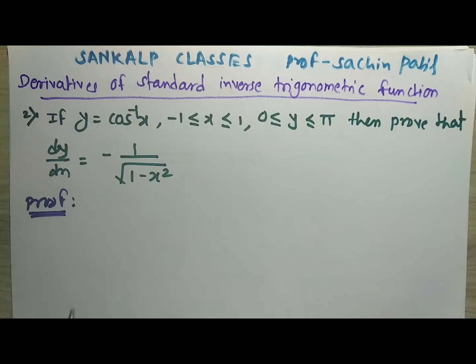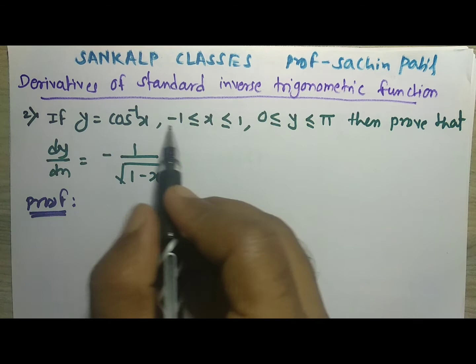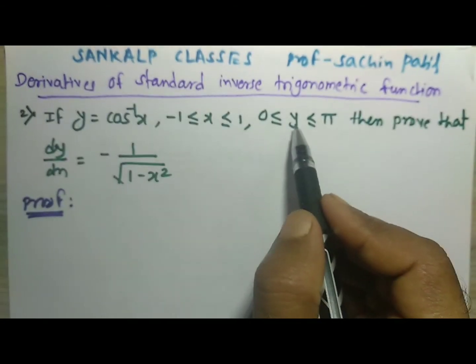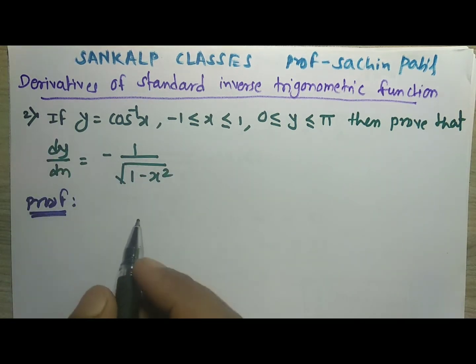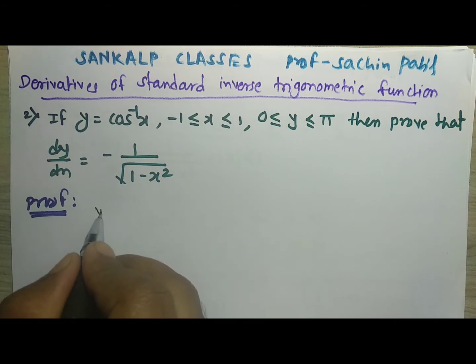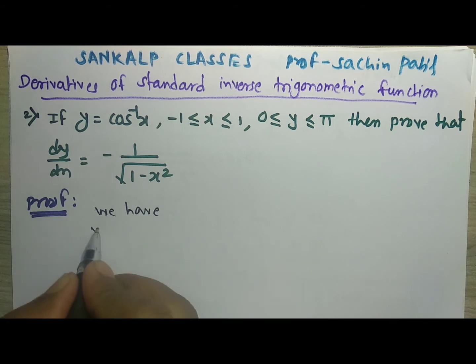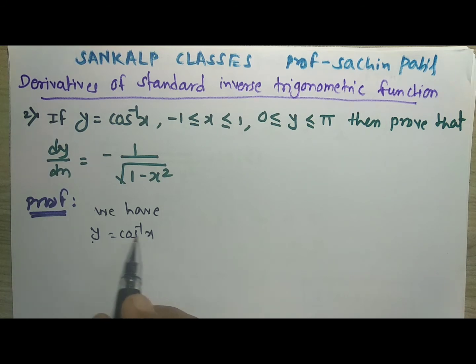Now we are moving to the next derivative of a standard inverse trigonometric function, where the standard function is y is equal to cos inverse x. X is between minus 1 to 1 and y is between 0 to pi. Then we have to prove that dy by dx is equal to minus 1 divided by square root of 1 minus x square. Right now we have to prove it. We have y is equal to cos inverse x. That means y is a dependent variable and x is an independent variable. Here y is a function of x, and therefore you have to take the derivative of y with respect to x. Right now you have to take the inverse of that function, which is x is equal to cos y. That means x is a dependent variable and y is an independent variable.